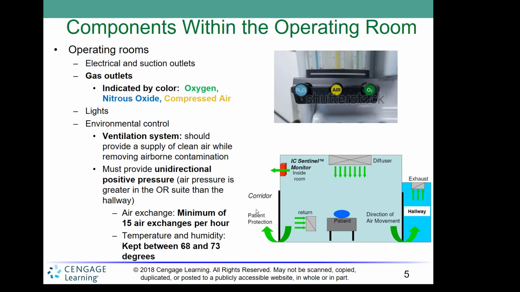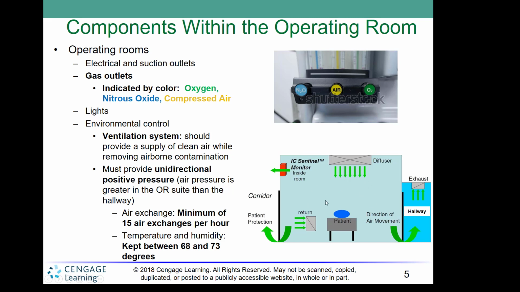We're going to talk about components within the operating room. These are the different things that you're going to see within an OR suite. A couple things I want to mention: gas outlets. Make sure that you know what color identifies each gas. Nitrous oxide is blue, compressed air is yellow, oxygen is green.